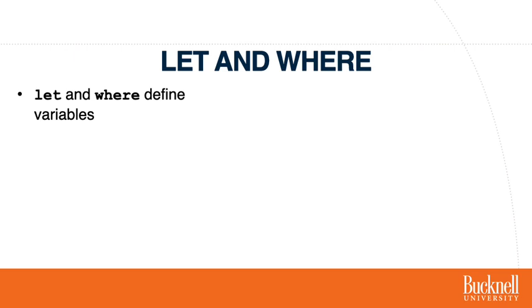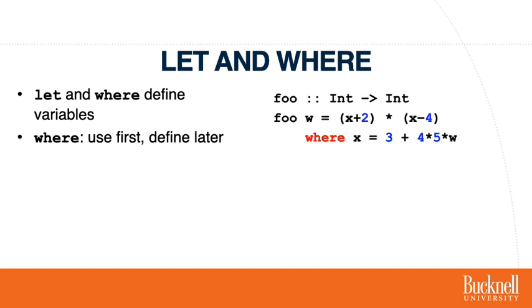Let and where allow us to define variables inside of functions. Where allows us to use the variable first and define it later. For example, here we have a function foo that maps from an integer to an integer. The argument is called w, and the return value is x plus 2 times x minus 4, where x equals 3 plus 4 times 5 times w. We can use x before having to define it.